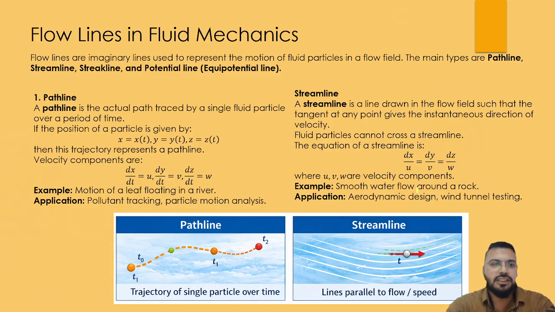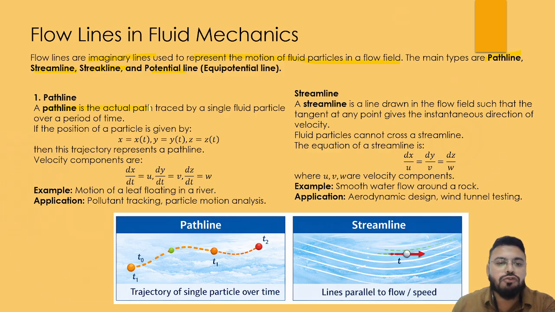Now what are flow lines? Flow lines are imaginary lines used to represent the motion of fluid particles in a flow field. The main types are path line, streamline, streak line and potential lines, which are also known as equipotential lines. So what is a path line?